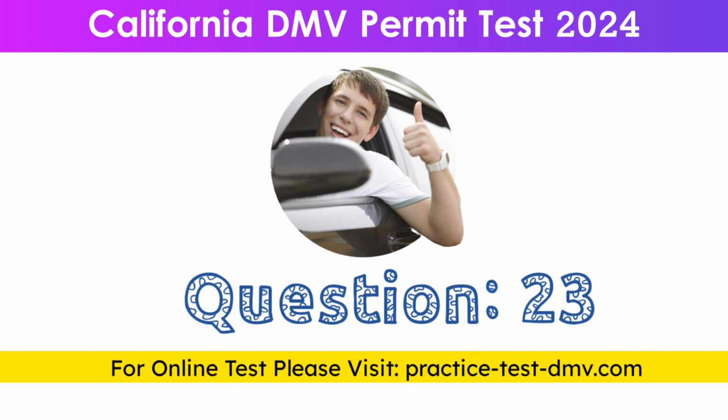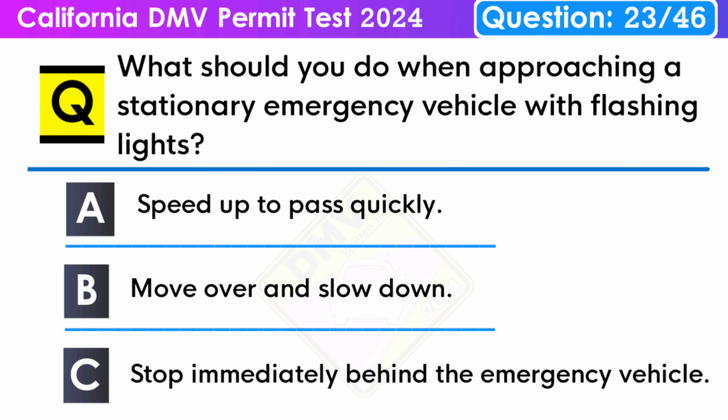Question 23. What should you do when approaching a stationary emergency vehicle with flashing lights? A. Speed up to pass quickly. B. Move over and slow down. C.